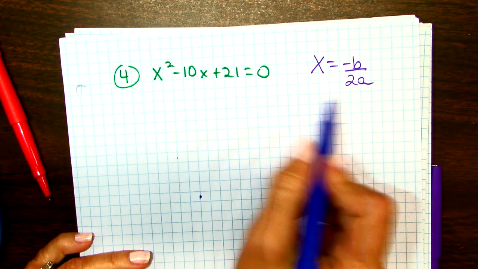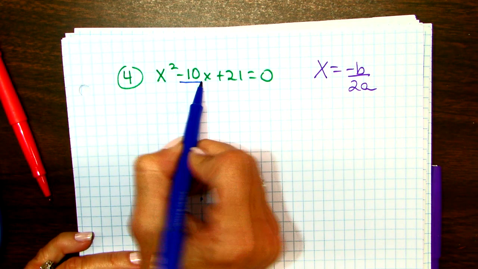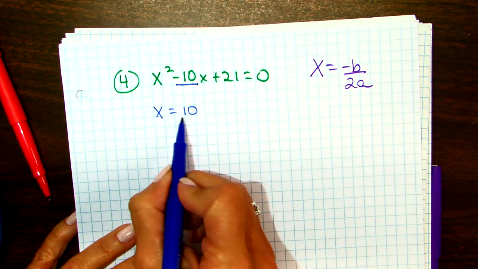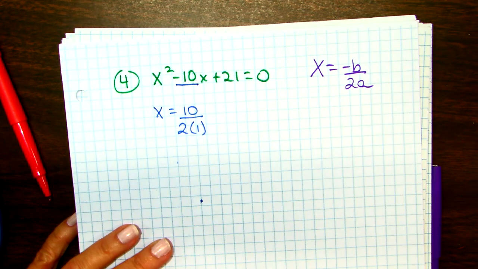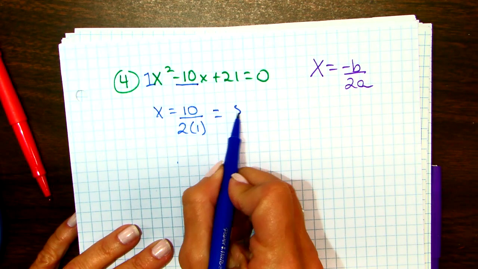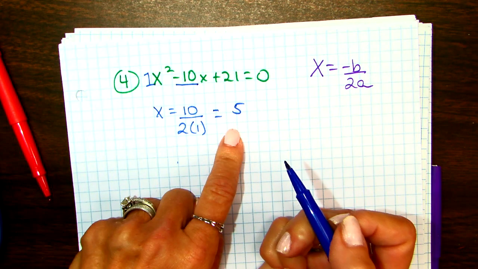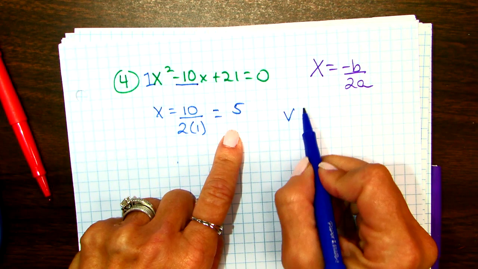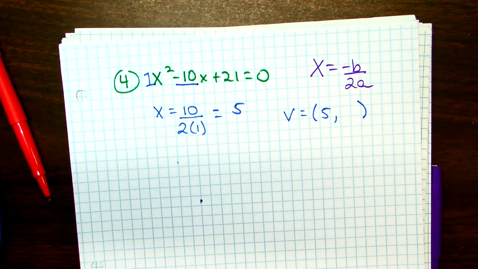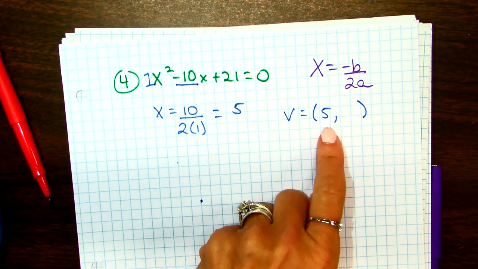Okay, so guys, when you plug a negative 10 in when there's a negative, remember it changes the sign. So that's a positive 10. Yes, the final answer is 5. Now that's not a solution. Remember what that is. That's just the x value of your vertex. So don't think that x equals 5 is a solution. That was just getting this number.